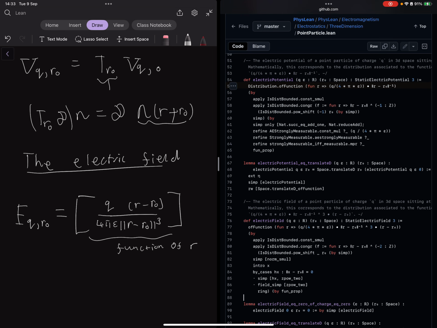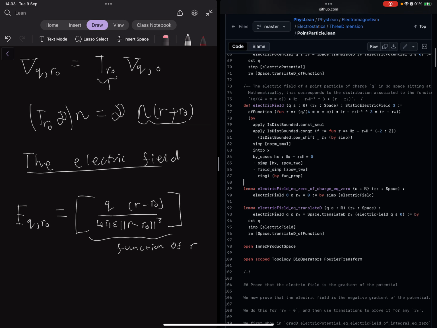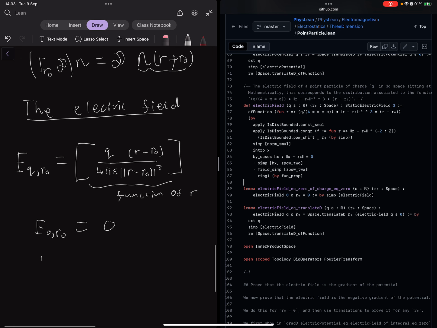But let me give you a little hint. If this 3 here was replaced with a 4, you would not be able to prove those properties. In fact, the fact that this is a 3 basically is the limiting case where you can take such a function and write it as a distribution. And again, there are some nice properties. The electric field for Q equals 0 is obviously equal to 0, and the electric field at R0 is the translation of the electric field at 0.